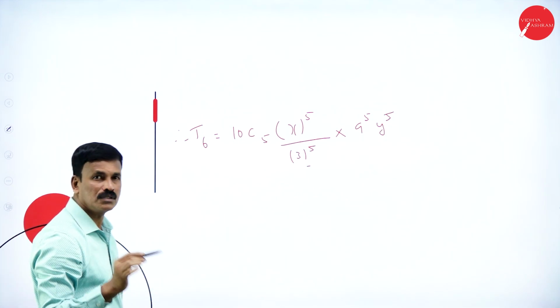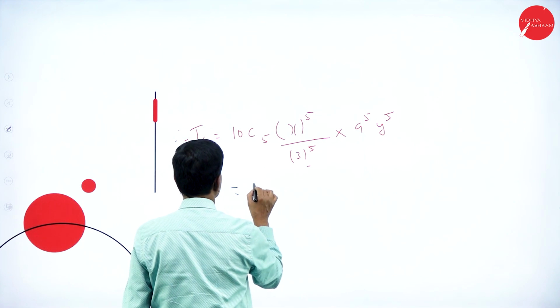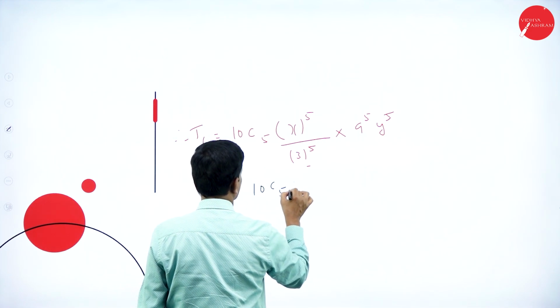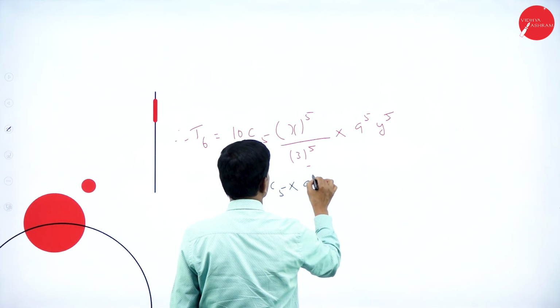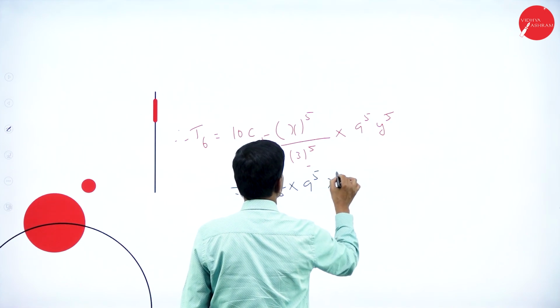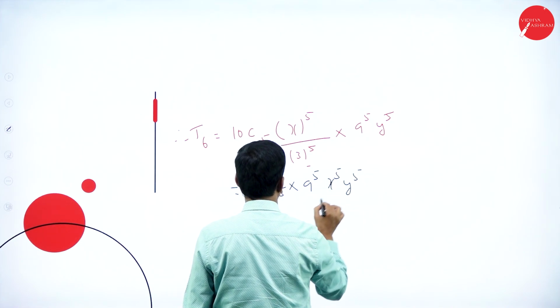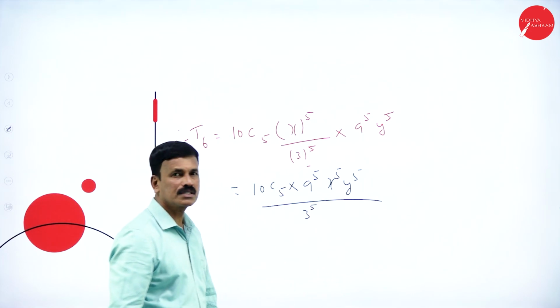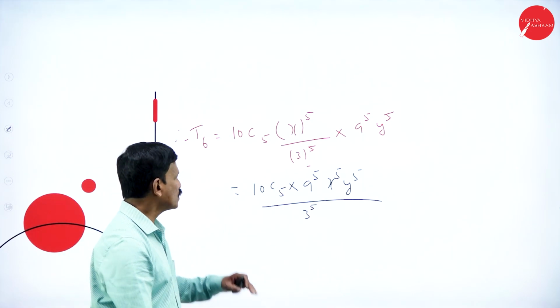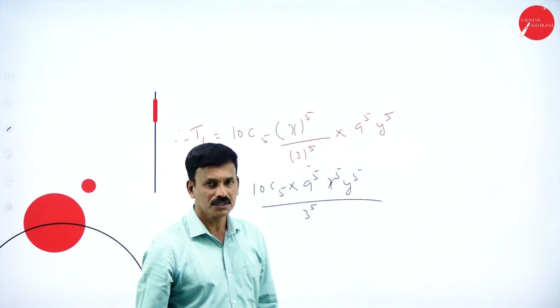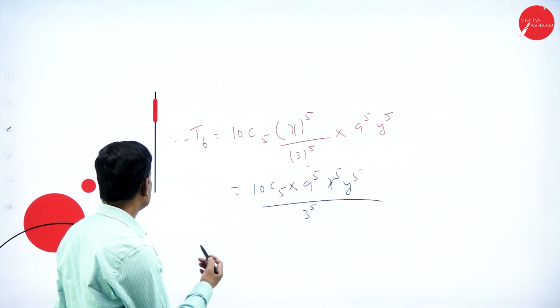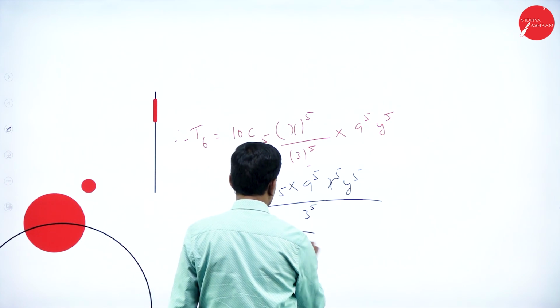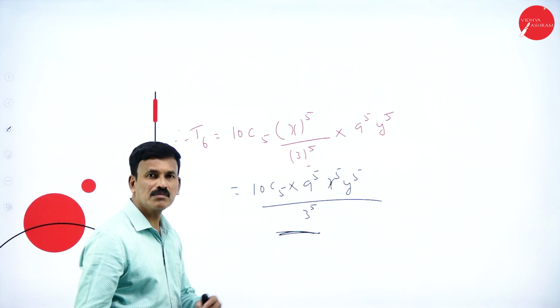Simplify this. If we simplify this, it is equal to 10C5 into the constant 9 to the power of 5, x power 5, y power 5 divided by 3 to the power of 5. This is the simplified answer. If you want, you can simplify this further. That's it. So this is how we are going to solve this problem.